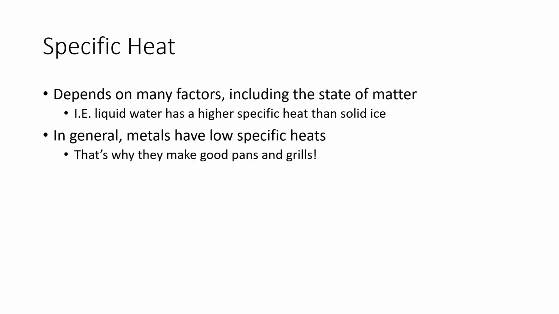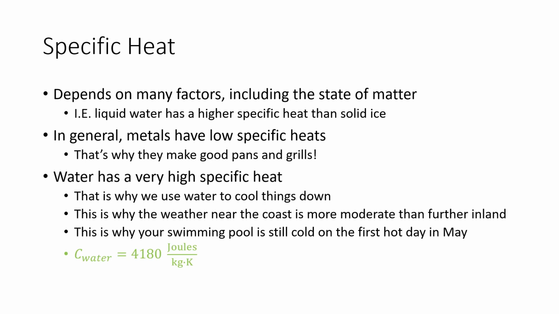In general, metals have very low specific heats, which is why they're useful for making things like pans and grills, things that we cook with. It takes just a little bit of energy to change the temperature of a metal pan, which makes it useful for cooking. You want it to be hot, you want its temperature to change easily.